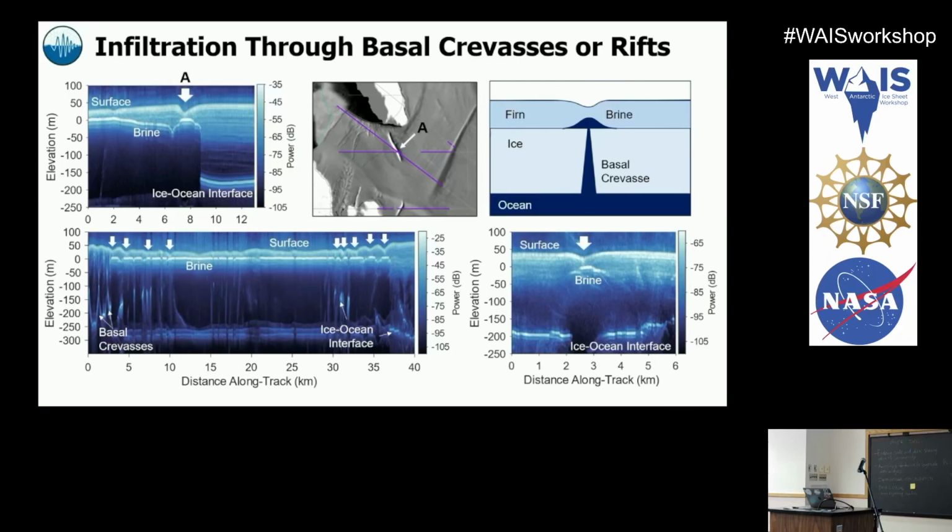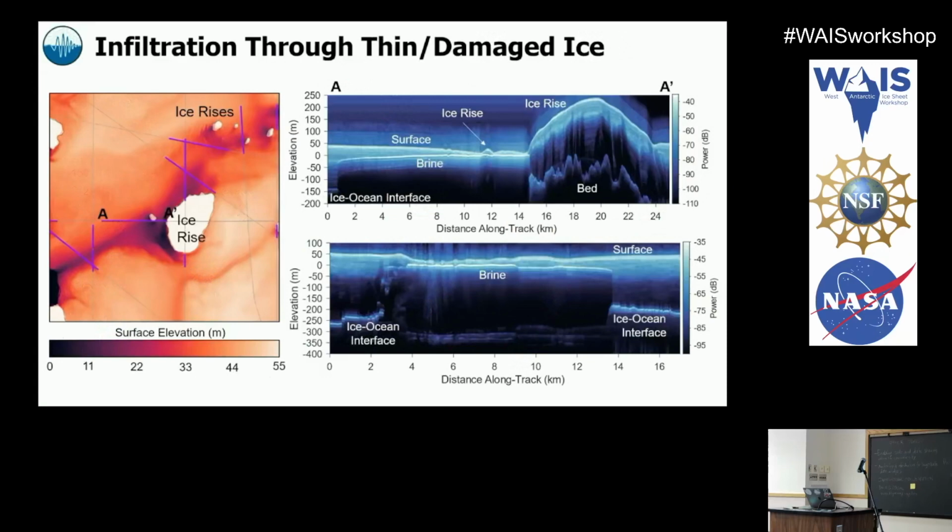Those bottom two radargrams show a few more examples of this mechanism. Each of those white arrows is pointing to that particular combination of surface depression and localized brine cap that we interpreted as water infiltration through the tip of the basal crevasse. We also see a lot of infiltration that seems to occur through thin or damaged ice in the lee of ice rises or near grounding lines. The upper right-hand radargram is a really good example of one such brine layer, and the left image is showing you the surface elevation context in this region from REMA.